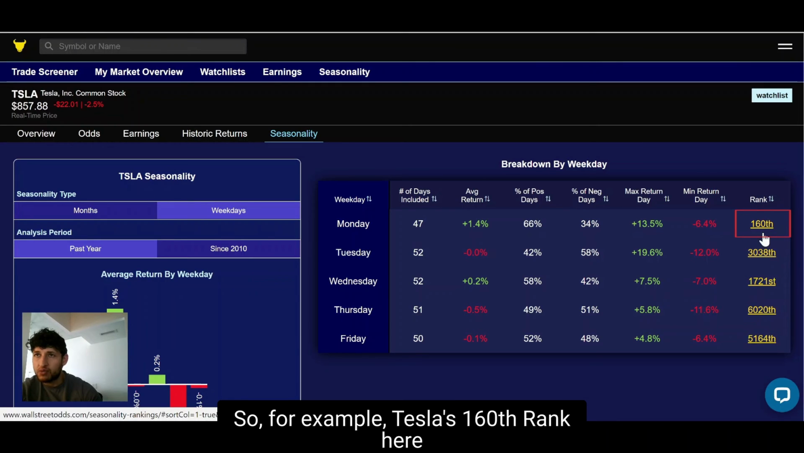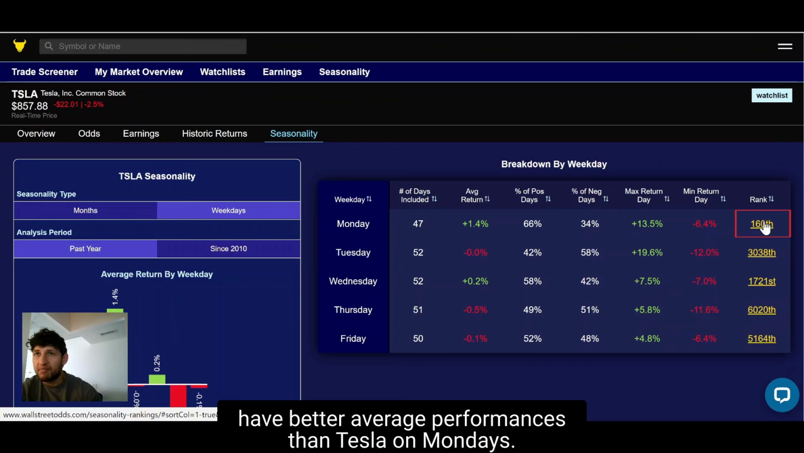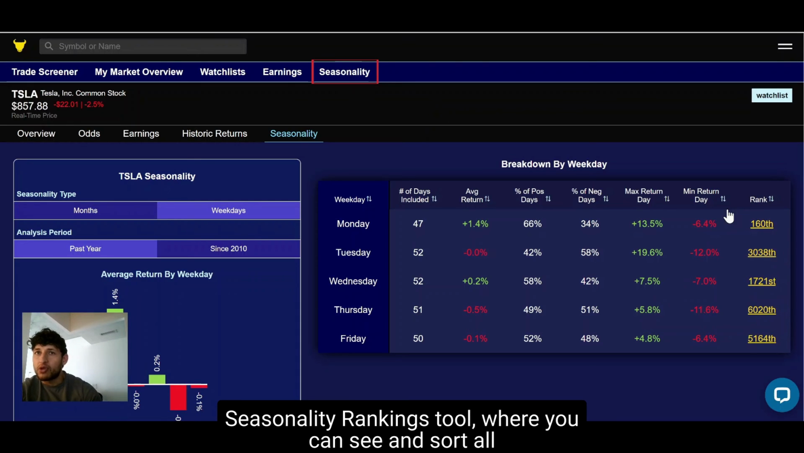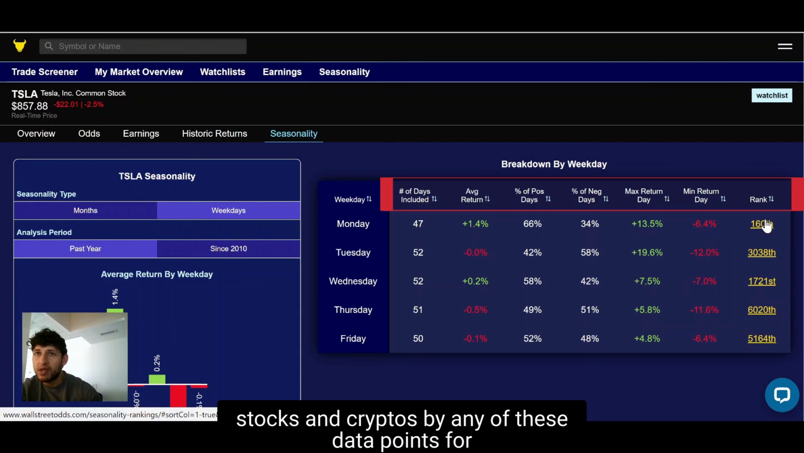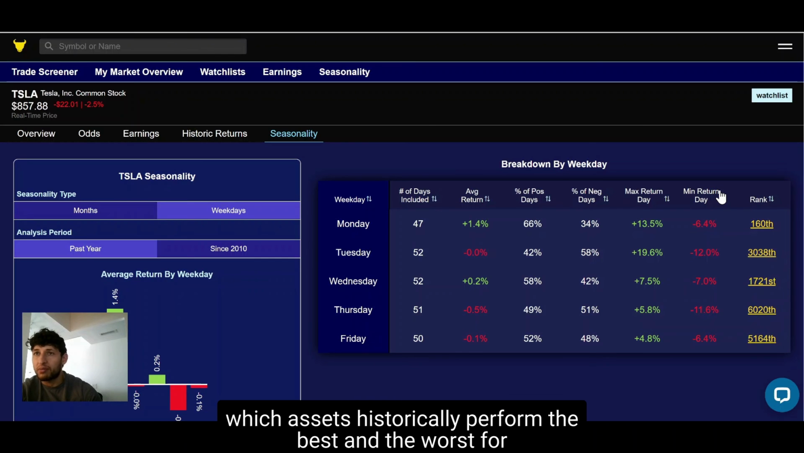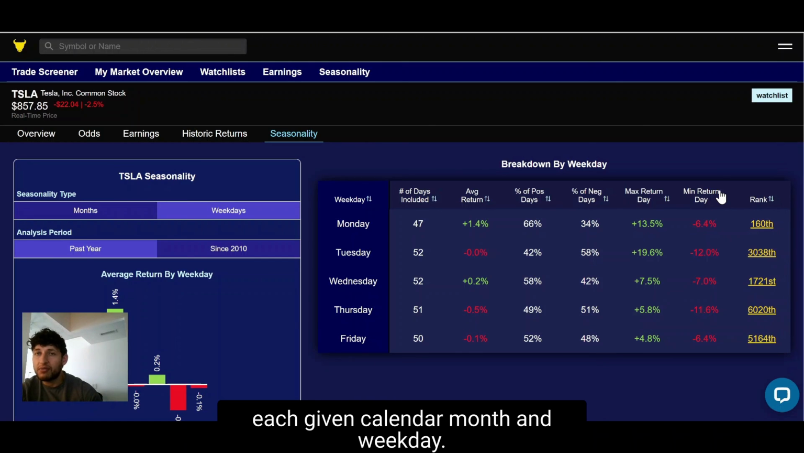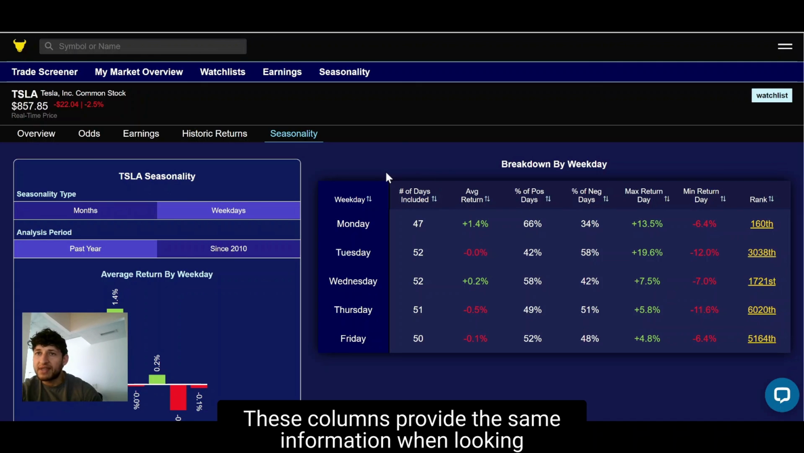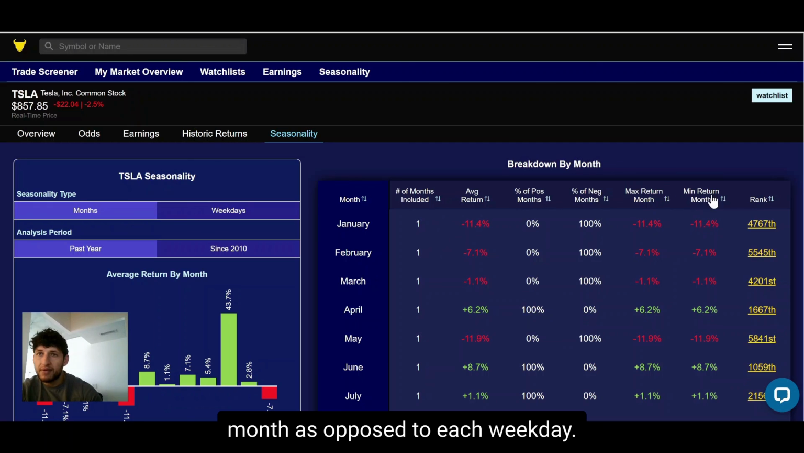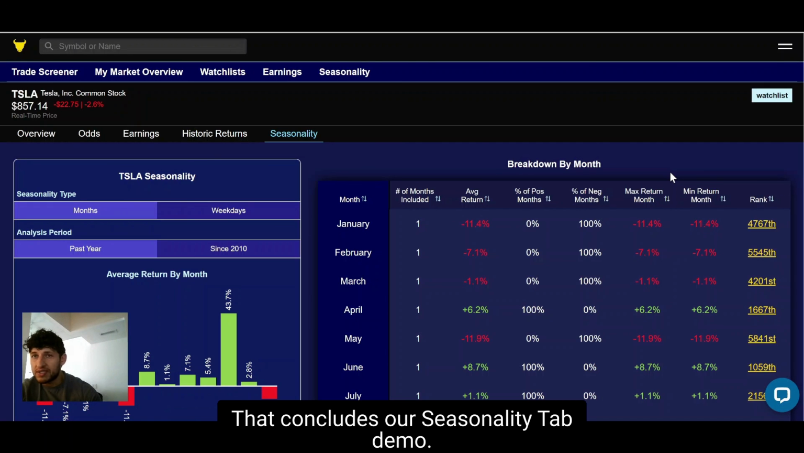So for example, Tesla's 160th rank here means that there are 159 stocks or cryptos that have better average performances than Tesla on Mondays. If you click into their rankings, you're taken to our Seasonality Rankings tool, where you can see and sort all stocks and cryptos by any of these data points for each weekday and for each calendar month to easily see which assets historically perform the best and the worst for each given calendar month and weekday. These columns provide the same information when looking at monthly seasonality, but are about each calendar month as opposed to each weekday. That concludes our Seasonality tab demo.